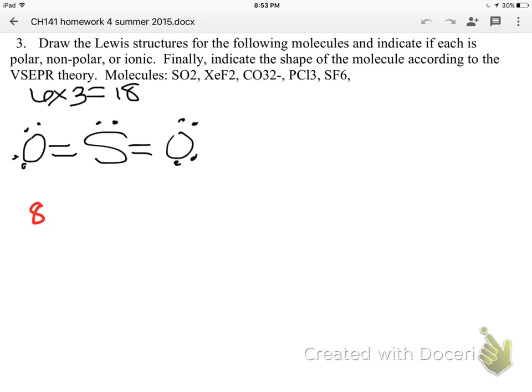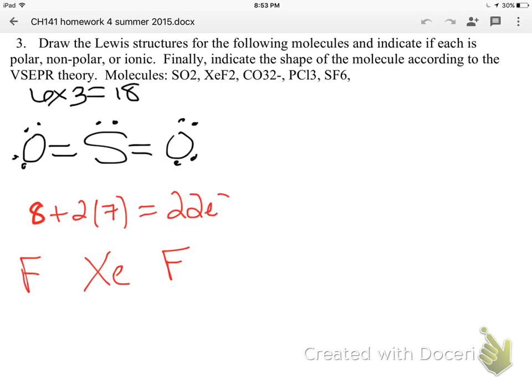And F2 has 7 times 2, so we got a total of 22 electrons for our structure. Xe goes in the middle, surrounded by F. And then, let's just do single bonds there to start off with, because fluorine only can handle a single bond since it has 7 electrons to begin with. It can only take one more.